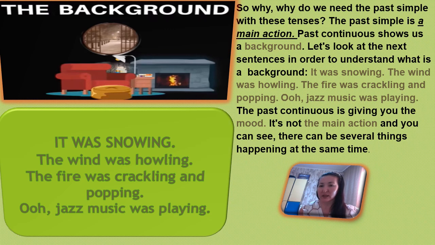Let's look at the next sentences in order to understand what a background is. It was snowing, the wind was howling, the fire was crackling and popping. Oh, jazz music was playing. The past continuous is giving you the mood. It's not the main action. And you can see there can be several things happening at the same time.